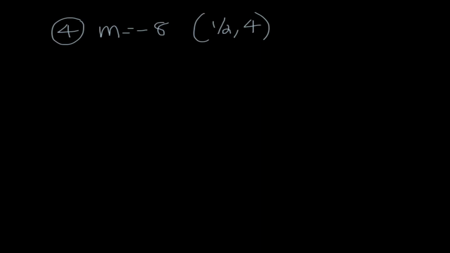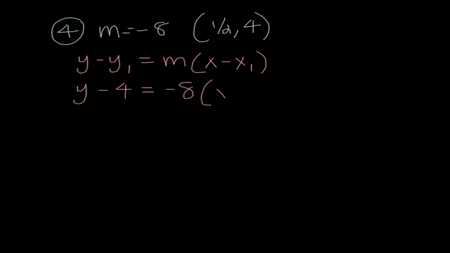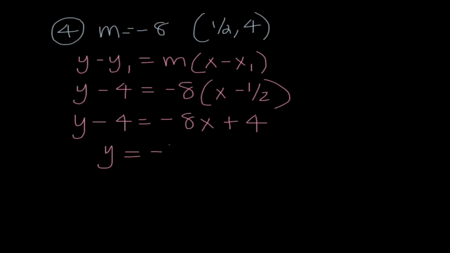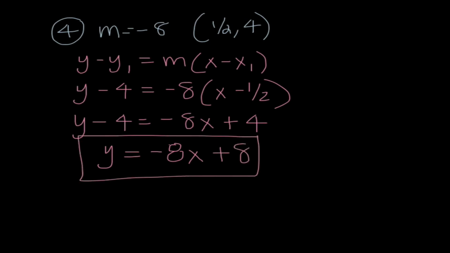Okay, so number 4, this is another example when we have a slope and an ordered pair. I just made this one a little bit trickier because I gave us a fraction. I'm only going to do this one way this time, so I'm going to use point-slope form. So I'm going to do y minus 4 equals negative 8 times x minus 1/2. When I distribute the negative 8, I get negative 8x plus 4. Now I would need to add 4 to both sides. And I have y equals negative 8x plus 8. And that would be my final answer.